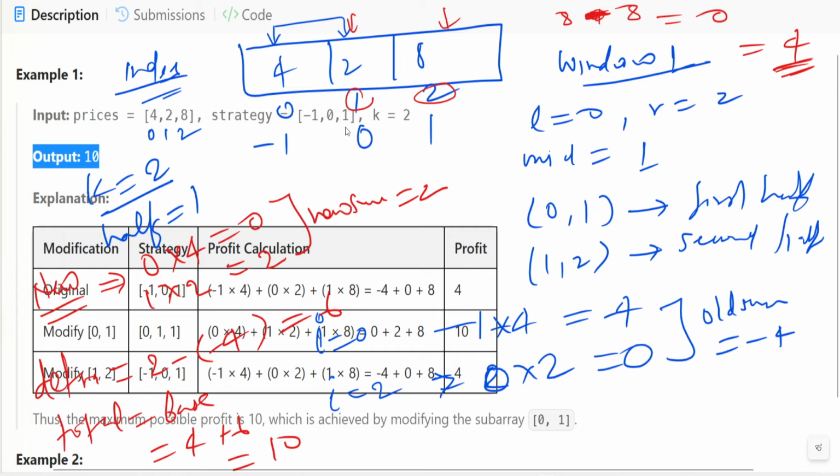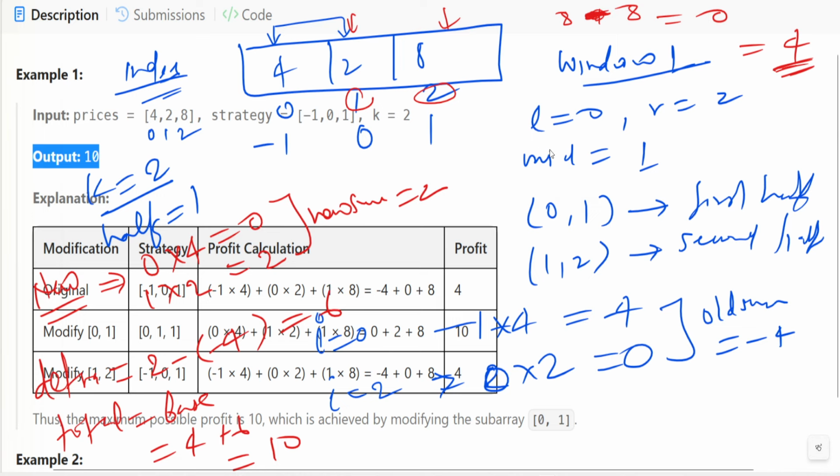So what we will do, we'll use the concept of this, and we'll build our intuition. What is the intuition behind the solution? Let's understand. Very first, our main thing is to find the base, right? If you find the base, just do the strategy and we multiply with the price. We'll keep modifying for each window length, right?